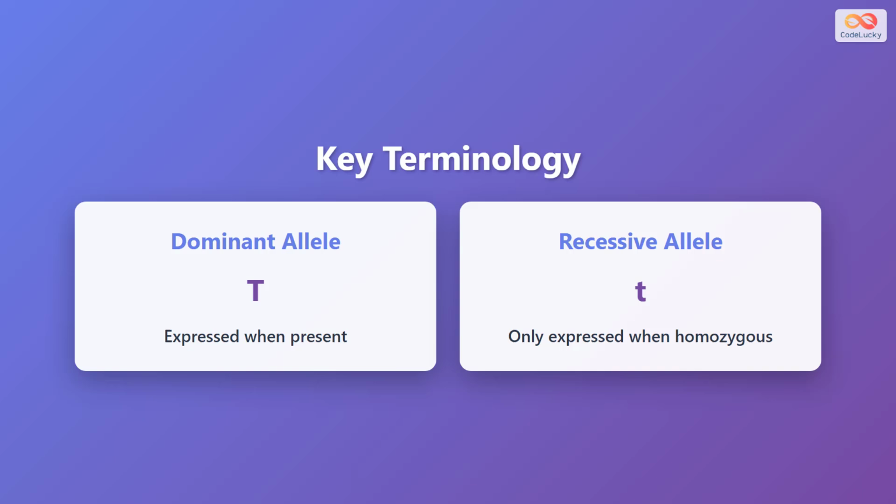Before we proceed, let's understand two critical terms. A dominant allele, represented by a capital letter like capital T, is expressed whenever it's present in the genotype. In contrast, a recessive allele, shown as a lowercase letter like lowercase t, is only expressed when two copies are present together, meaning the organism must be homozygous recessive.